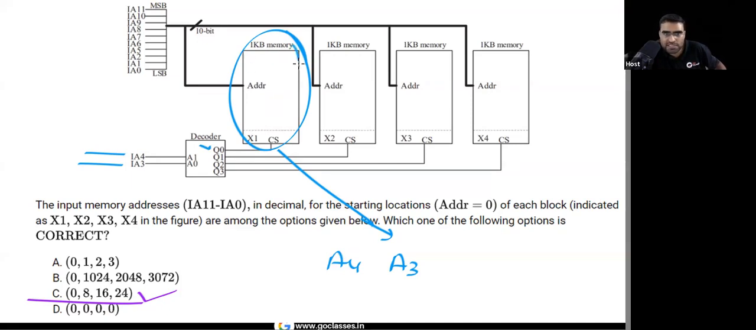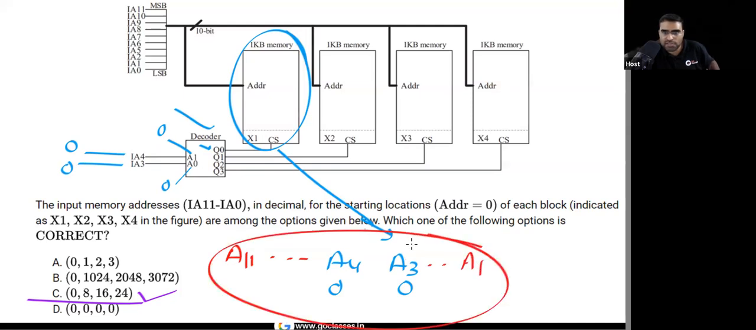If I want to access this memory module, it is connected to Q0 of the decoder. If I want Q0, then what should happen? This should be 0, this should be 0. Means A4 should be 0, A3 should be 0. They must be 0, 0. Okay, so you can see. Is this clear? And so on.